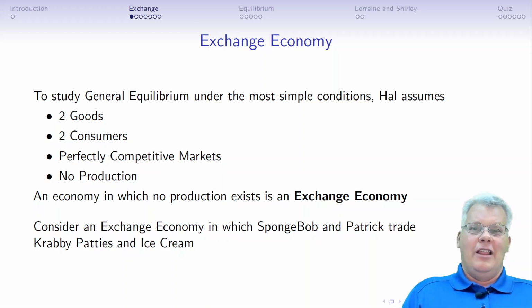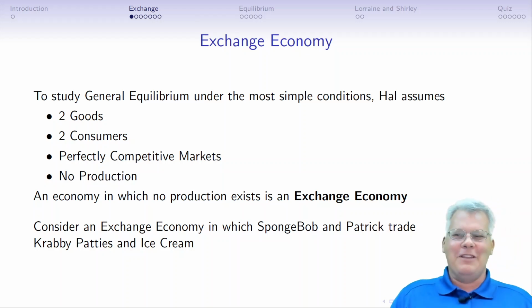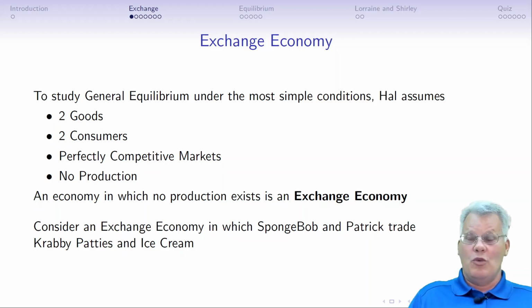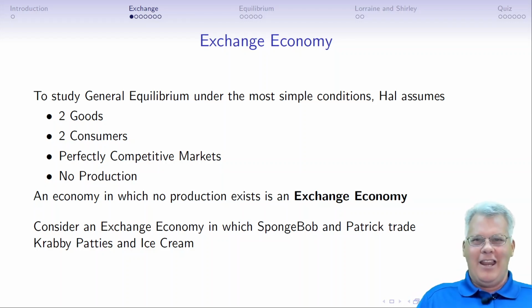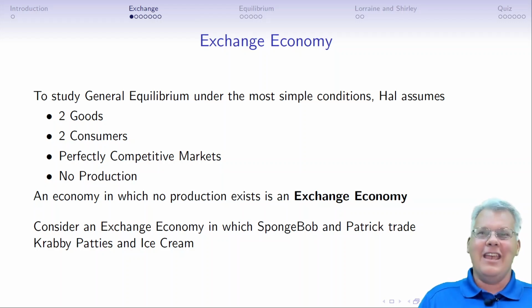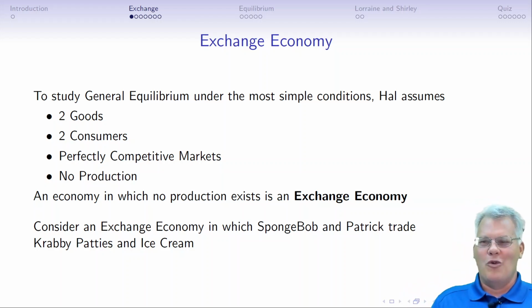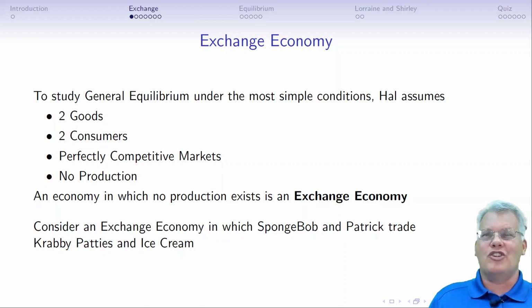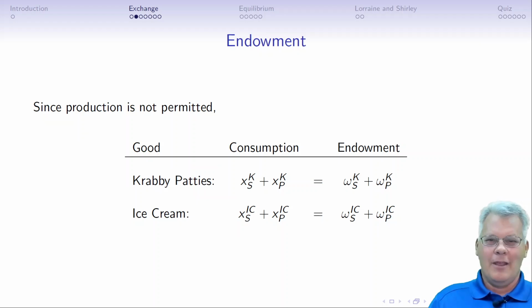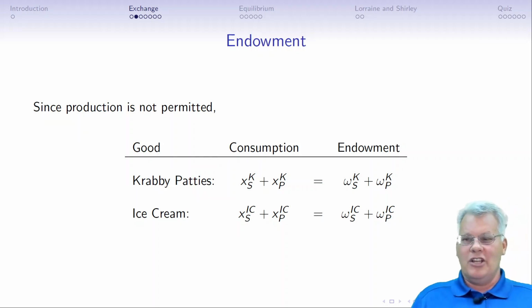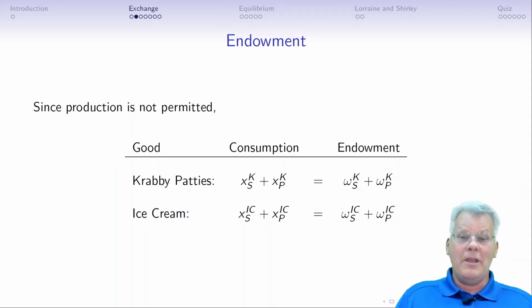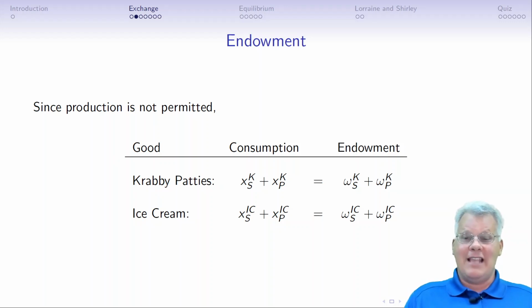Now, Varian uses very clear but antiseptic type textbook notation. He assumes that we have two goods, good 1 and 2, and he assumes we have two consumers, consumer A and consumer B. And like we've done so far in the course, I'd like to give you maybe a little more entertaining example. So suppose that we have an exchange economy where SpongeBob and Patrick trade Krabby Patties and ice cream. Now, since this is an exchange economy and production is not permitted, both Krabby Patties and ice cream, the quantity of the goods consumed by SpongeBob and Patrick together must be equal to the endowment.